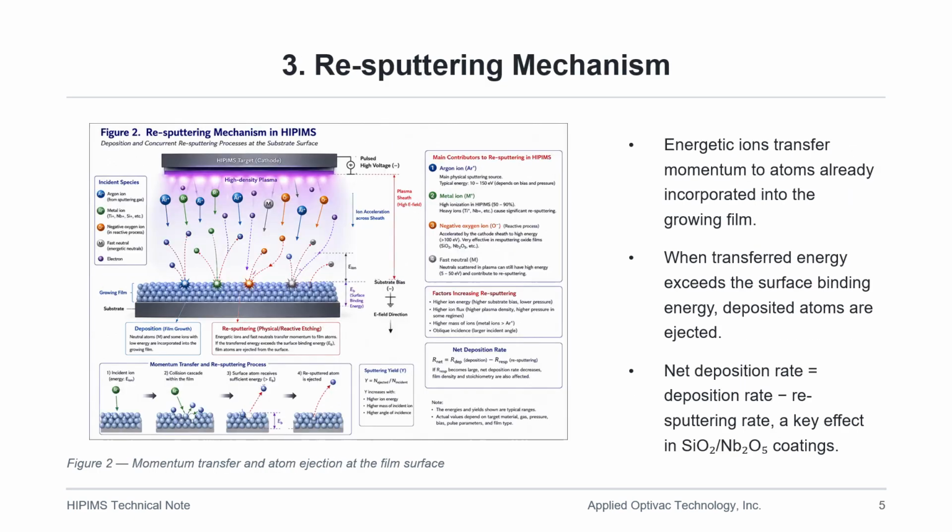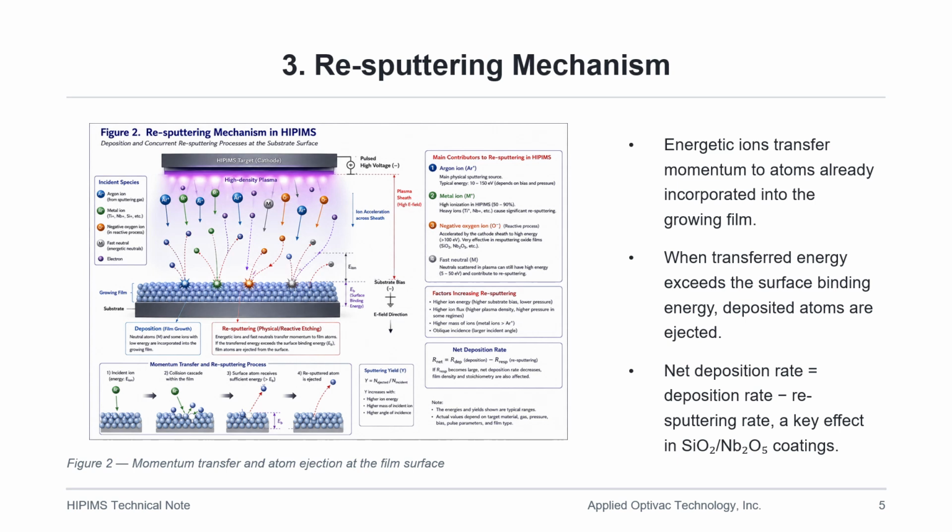The mechanism is a sequence. First, energetic ions strike the growing film and transfer momentum to atoms at the surface. If the transferred energy exceeds the surface binding energy, some deposited atoms are ejected. This is the re-sputtering event illustrated in the figure.